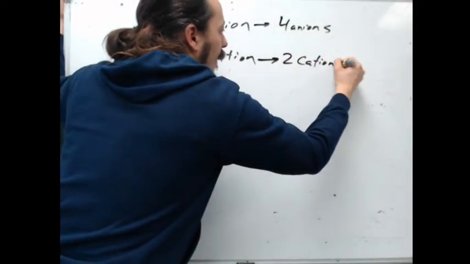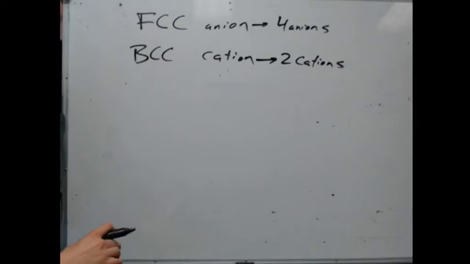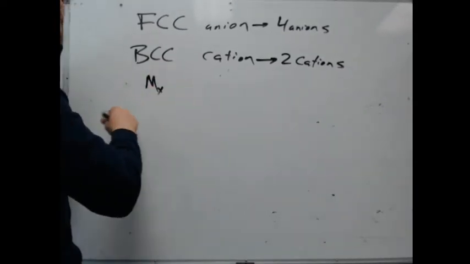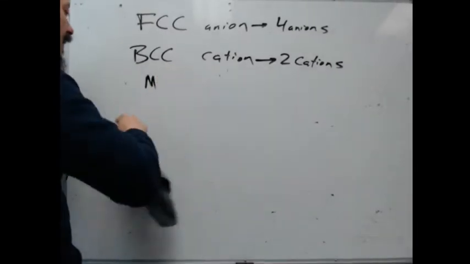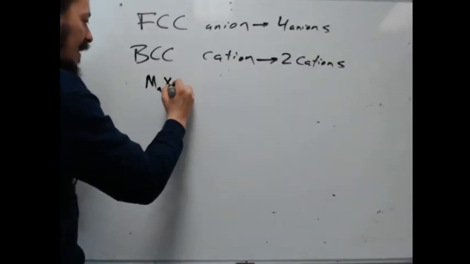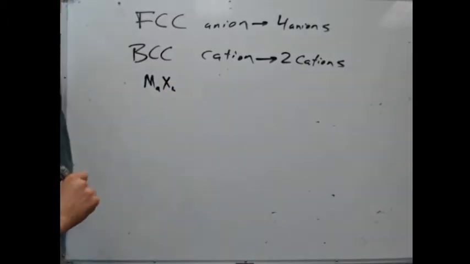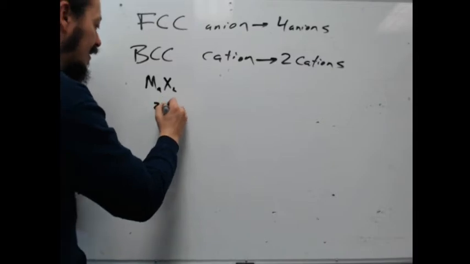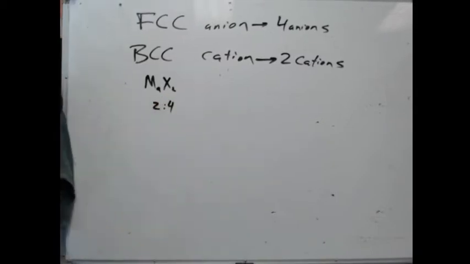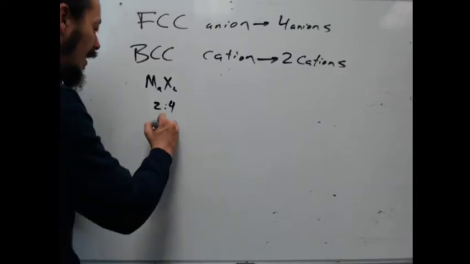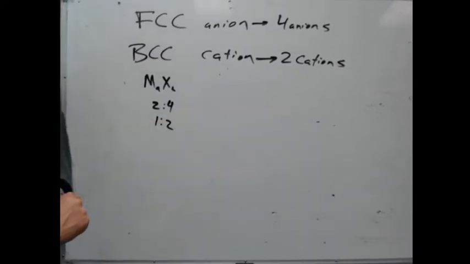Cool. If I'm looking at this in terms of writing some formula like an MX, or let's just say MaXb, and I want it to be the empirical formula, I'm going to have something that's like a 2 to 4. Now I want empirical, so I'm going to go with the lowest ratio. I'm looking for something that's a 1 to 2 ratio.